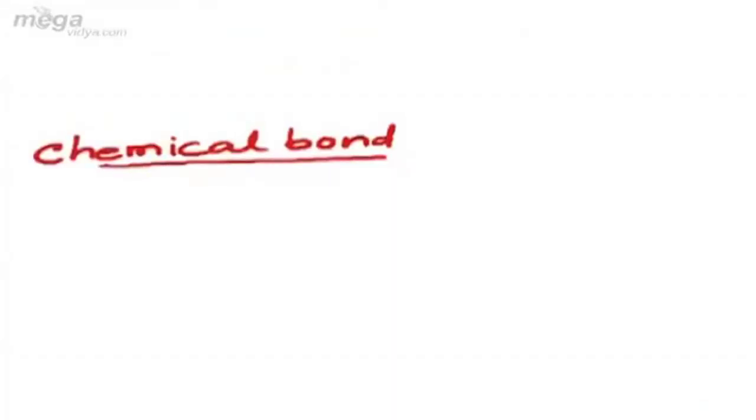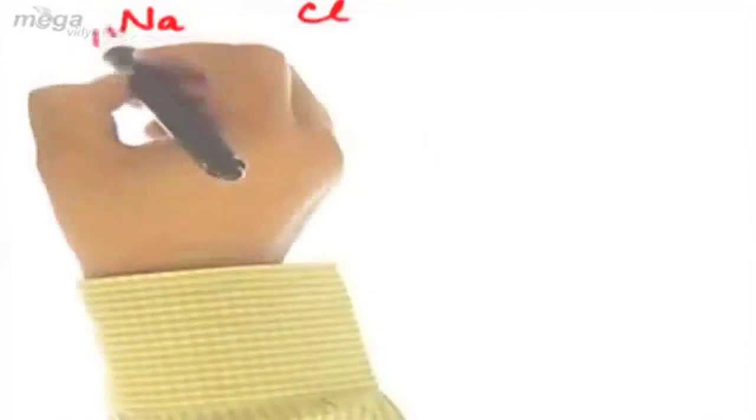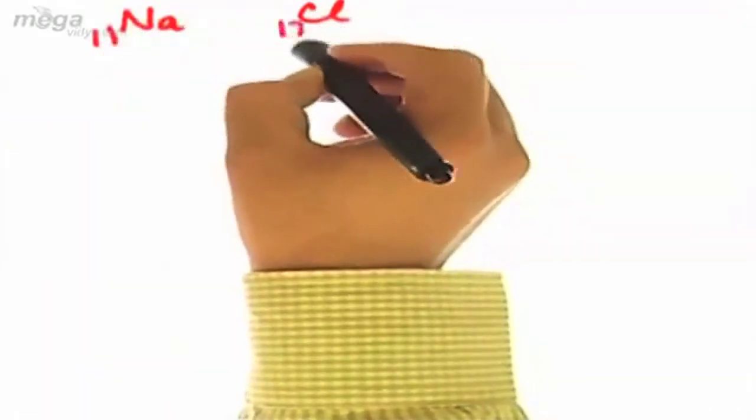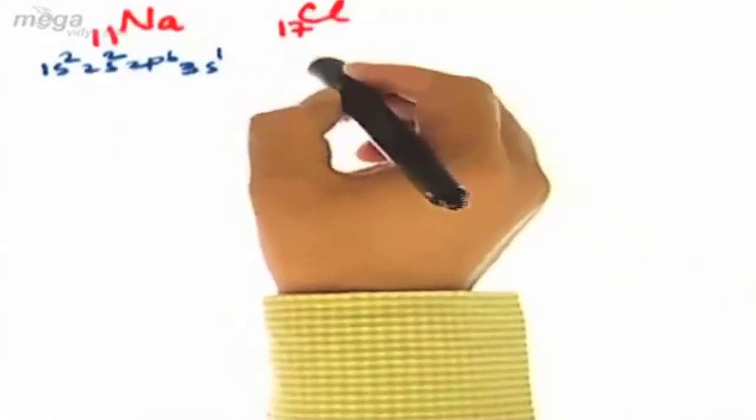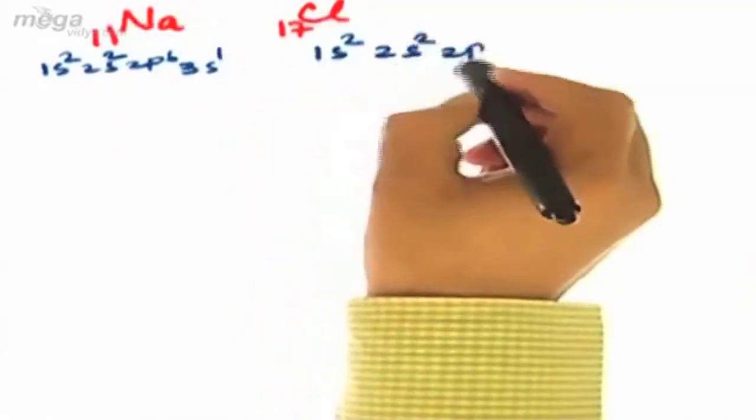Now coming ahead to the chemical bond. In case of chemical bonding, we observe that electrons are involved between the bonding atoms. Like let us talk of Na and Cl. Now we know that the atomic number of sodium is 11 and that of chlorine is 17. So their configuration will be 1s2, 2s2, 2p6 and 3s1 for sodium. For Cl we will have 1s2, 2s2, 2p6, 3s2, 3p5.